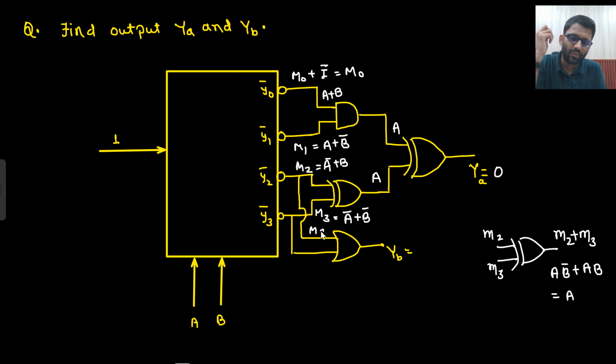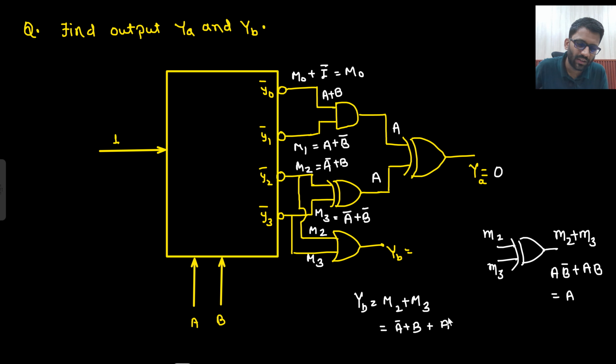This is your M2 and this is your M3 again. So M2 plus M3, YB is M2 plus M3. What will be M2 plus M3? 1 only. How? What is M2? M2 is A bar plus B. And what is M3? A bar plus B bar. So B plus B bar is 1. A bar plus A bar is A bar. B plus B bar is 1. So answer would be 1. So YA is 0, YB is 1. Well and good.